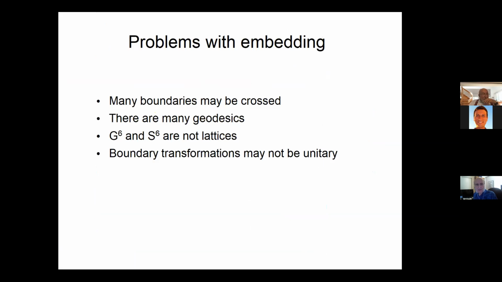And the next thing we're going to talk about is the spaces G6 and S6 that we wrote to handle how to find unit cells. And they're not lattices. The boundary transforms on some of them may not be unitary. And the other problem is we don't know how many boundaries we're going to have to examine.